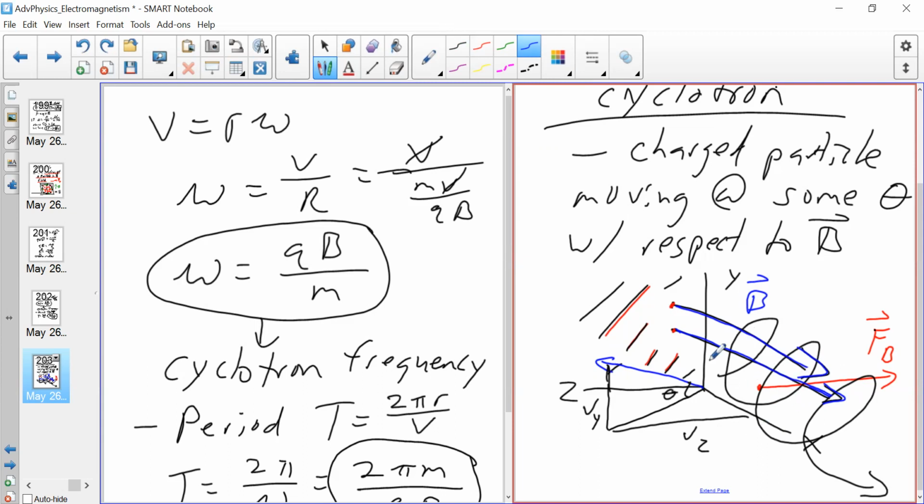But long story short, you have a particle moving at some angle in a field. It's going to be a helix, kind of like a winding. A winding that's kind of off axis, a helical pattern.